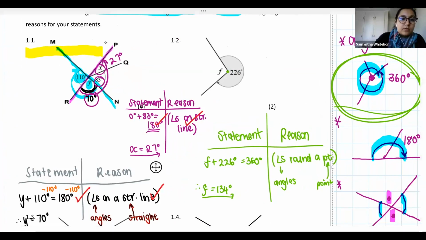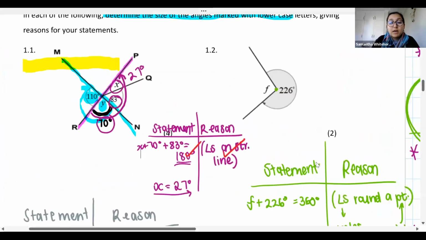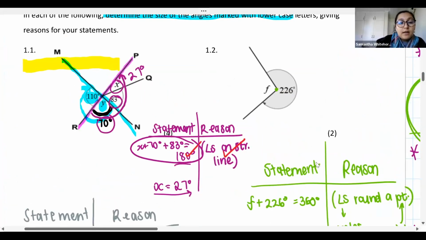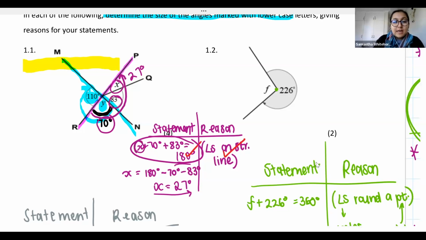So let me deal with all of these issues here. Where did I get 27 degrees? Mikli, I'm assuming you mean from the first question that we did a while ago. I solved my equation. So over here, x is equal to 180 degrees minus 70 minus 83. Because remember, I want to get that x alone. So I need to get rid of the plus 70 and the plus 83. I'm solving my equation. So that's where I get 27 degrees.